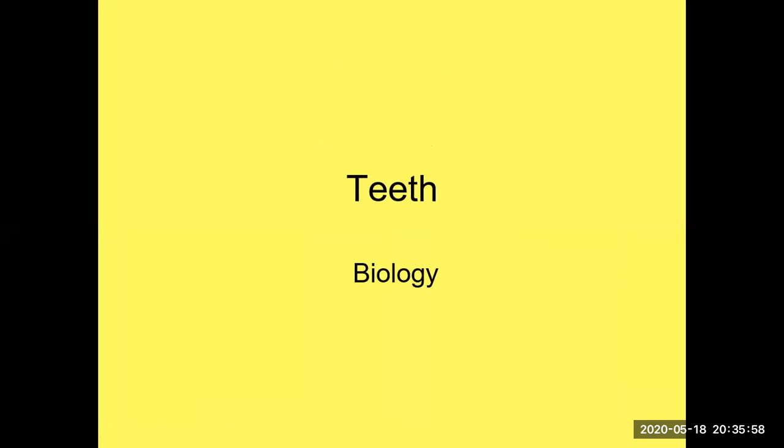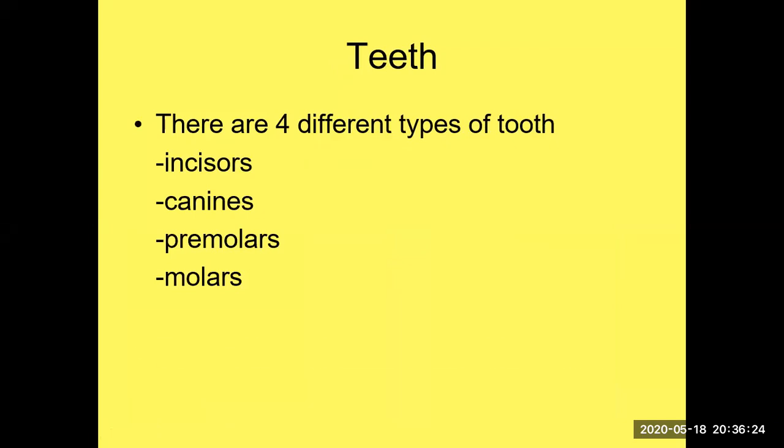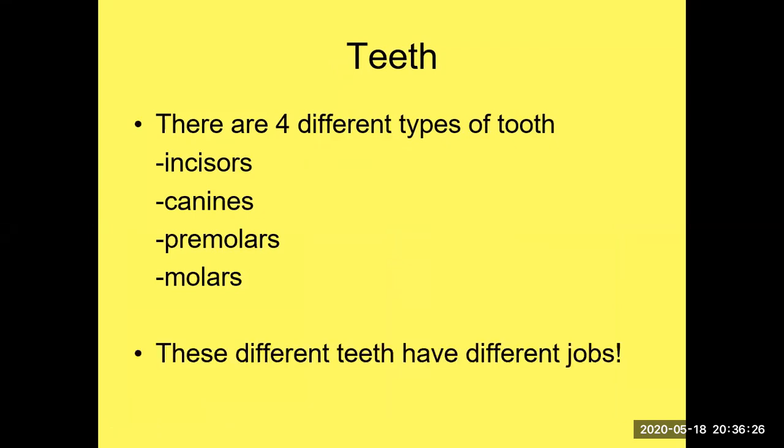In our science lesson, we've been learning all about animals, including humans. And in today's lesson, we're going to be learning all about our teeth and caring for our teeth. So there are 4 different types of tooth: the incisors, the canines, the premolars, and the molars. These different teeth have different jobs.